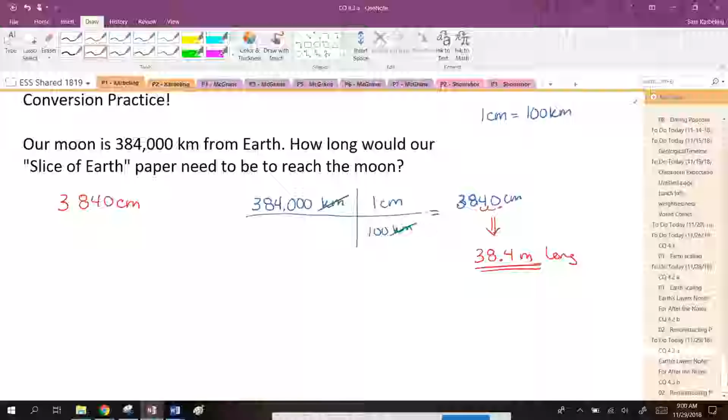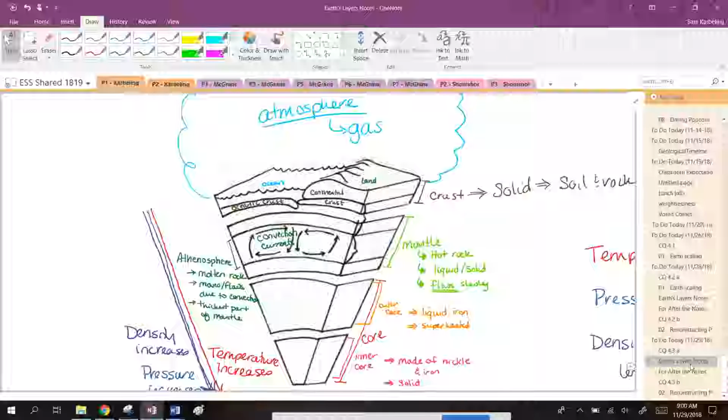All right. Questions on the conversion? Are we okay? Sweet. All right. Would you pull out your Earth layers notes? This thing that looked like the pie. Do you remember this from yesterday? We were nearly done with this.